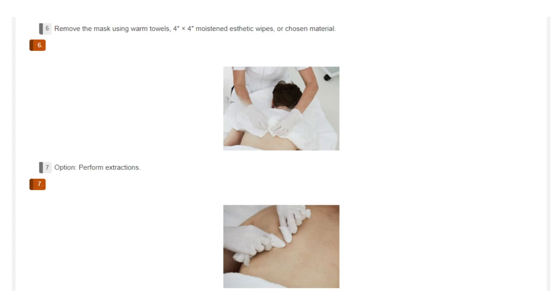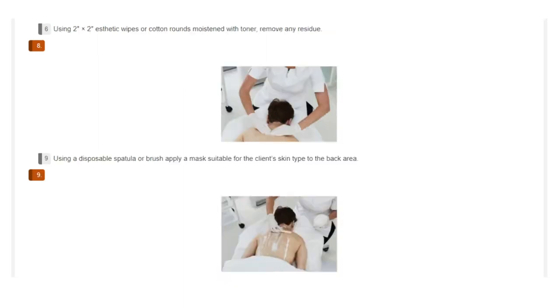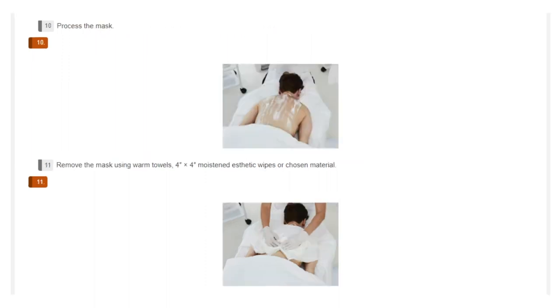7. Option, perform extractions. 8. Using 2 times 2 aesthetic wipes or cotton rounds moistened with toner, remove any residue. 9. Using a disposable spatula or brush, apply a mask suitable for the client's skin type to the back area. 10. Process the mask. 11. Remove the mask using warm towels, 4 times 4 moistened aesthetic wipes or chosen material.